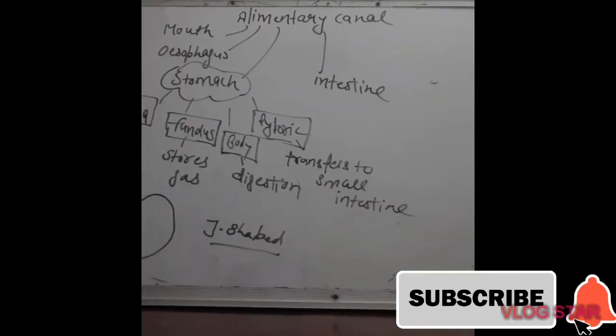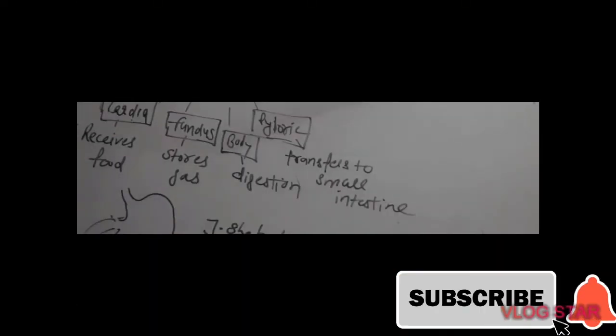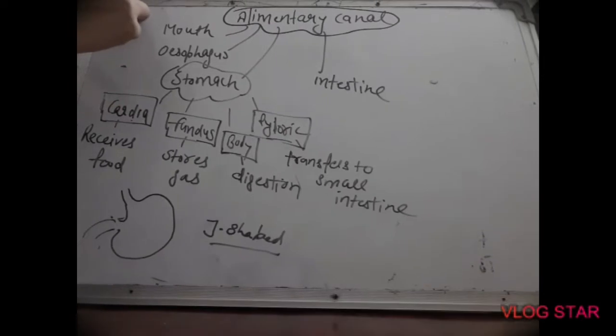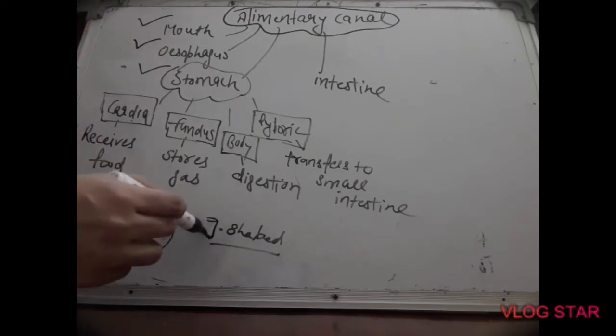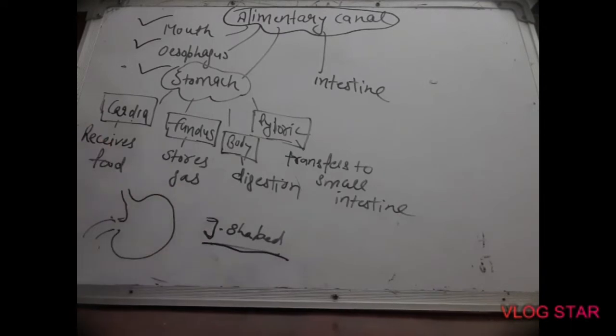So we were studying about the human alimentary canal. That day we studied about the mouth, its various parts, and the esophagus. Now let us study about the stomach. The human stomach is a J-shaped organ, like the letter J of the English alphabet.